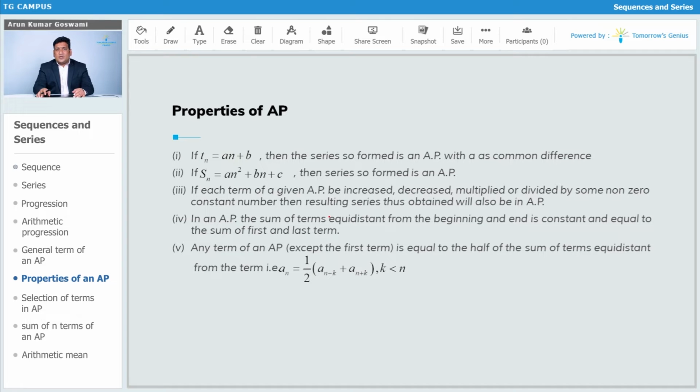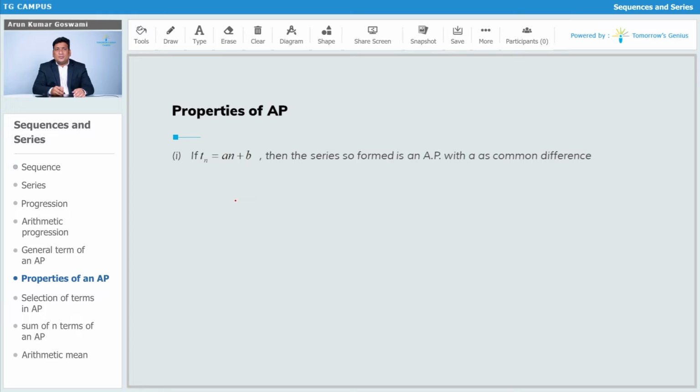And the fourth one: in an AP, the sum of the terms equidistant from the beginning and the end is constant, and equal to the sum of the first and the last term. Any term of an AP except the first term is equal to half of the sum of the terms equidistant from the term. So I have given that an is equal to half of an minus k plus an plus k. Let's discuss these properties one by one with examples. So this is the first property.